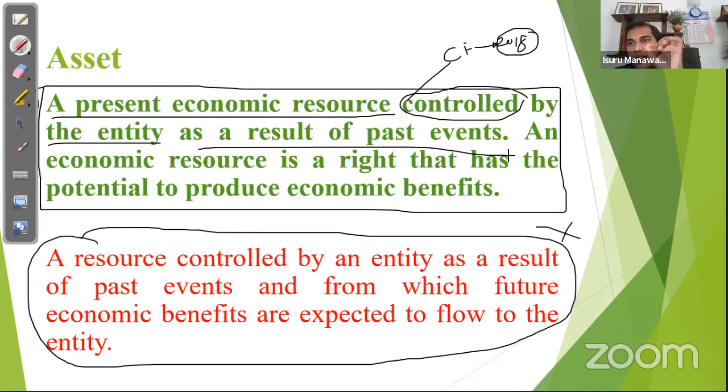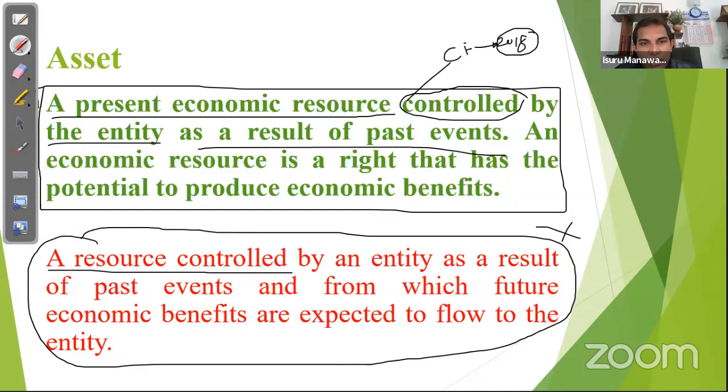As a result of past event, as a result of past event. So that asset occurred as a past event, right? For instance, now you can understand. Simple definition: asset means a present economic resource controlled by the entity as a result of past event. That is the definition of asset.